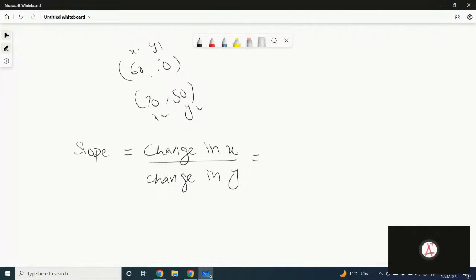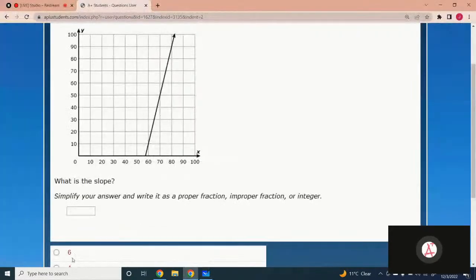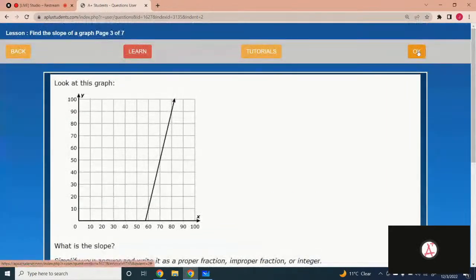So the y values are 50 subtract 10 and the x values are 70 subtract 60. So 50 subtract 10 is 40 and 70 subtract 60 is 10. So the slope of the graph is 4. Got it? So the correct option is 4. Just select the correct option and click on the OK button.